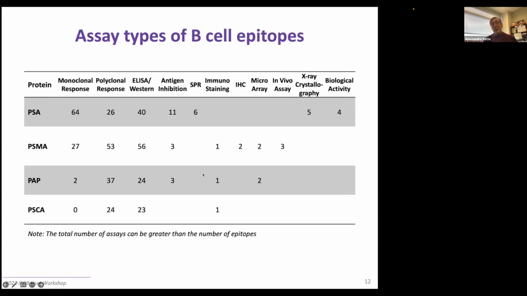In terms of the B-cell epitopes, if you look at the high level, there is a fair representation of both monoclonal and polyclonal. In PSA, there is more monoclonal data. In PSMA, it's the other way around, and the same for PAP and PSA. But overall, it's a fair, similar representation. When you drill down at the type of assay, again, mostly ELISA and very little of other assays, such as crystallography or biological activity or immunostaining and so forth.